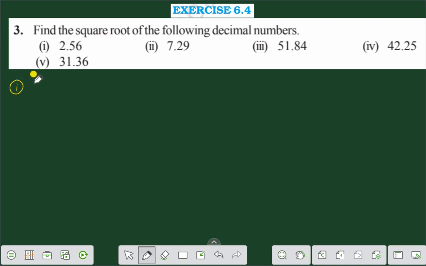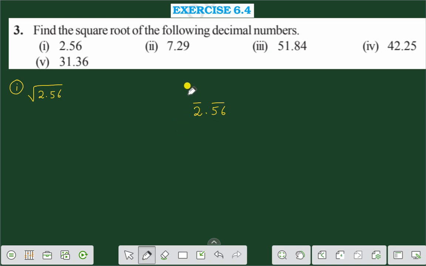The first one is 2.56. To find the square root of 2.56, let us find the square root of 2.56. From the decimal point, put the bars here. This is one bar, and after the point, we take the pairs on the right side.